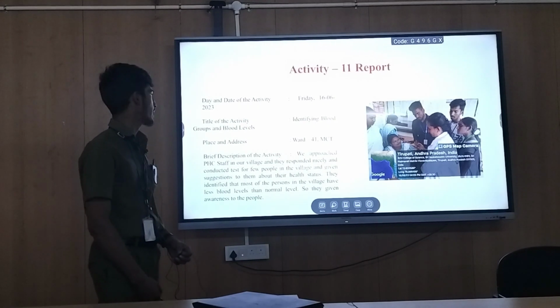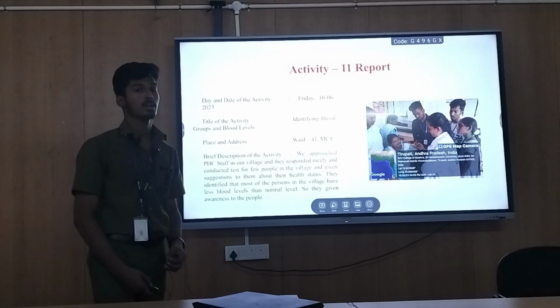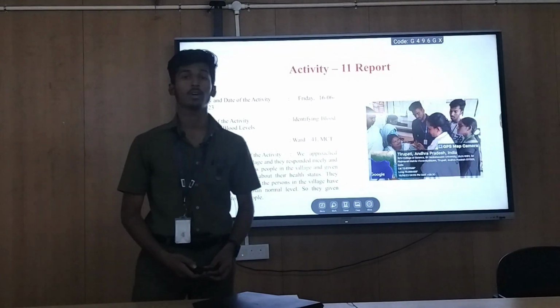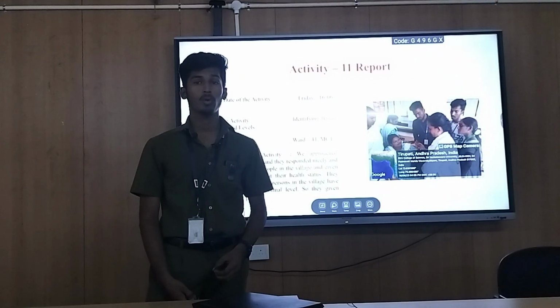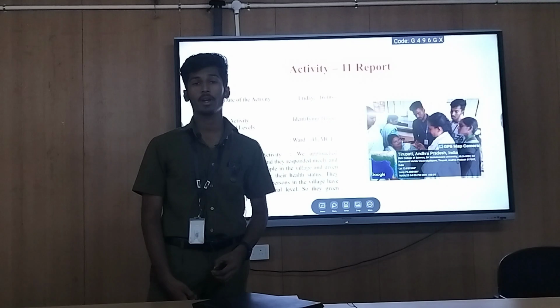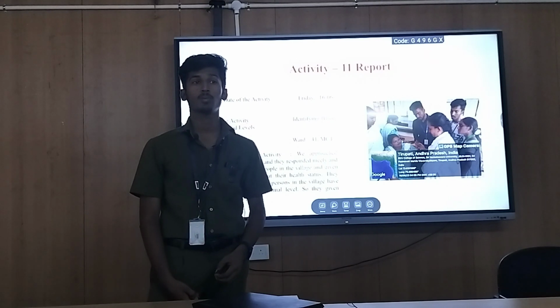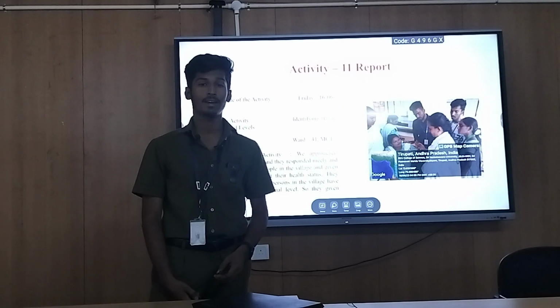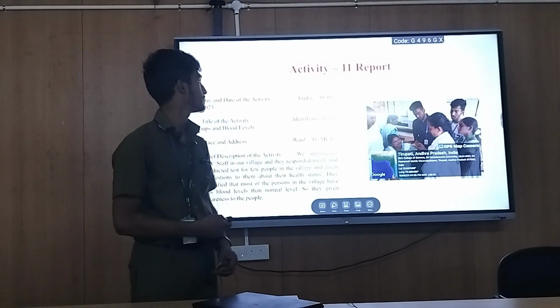Activity 11 report. We did this activity on 16 June 2023. The title of the activity is Identifying Blood Groups and Blood Levels. We approached the PHC staff and explained this program to them. They responded nicely and conducted tests for some people, and they identified that most of the people have low blood levels. They gave awareness on how to improve blood levels by telling about good food habits.